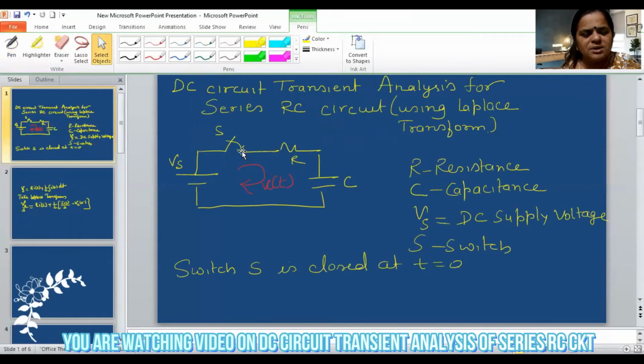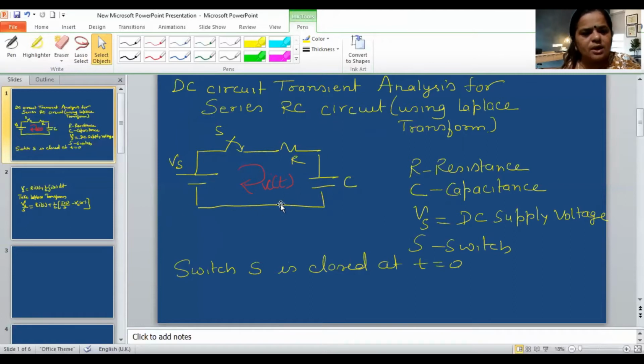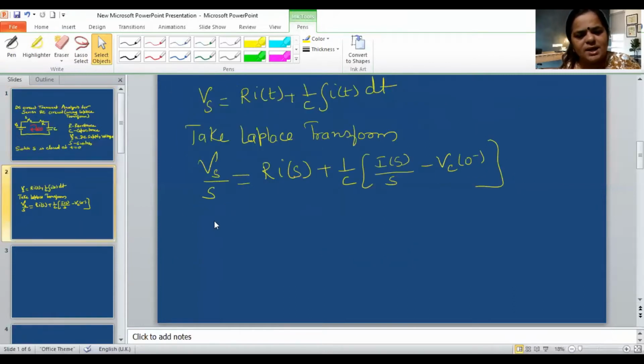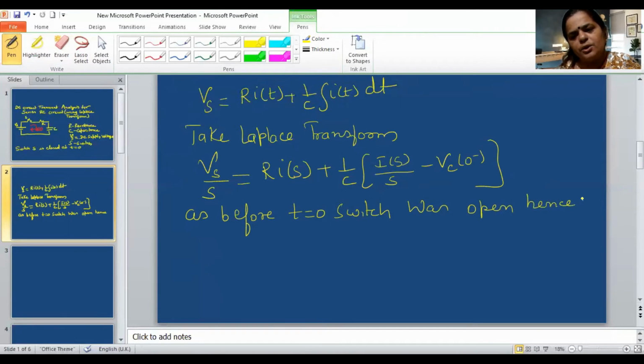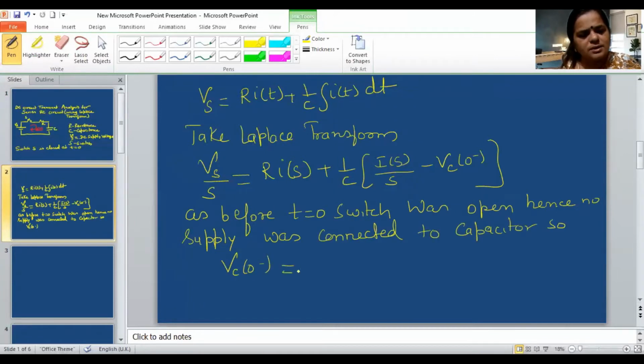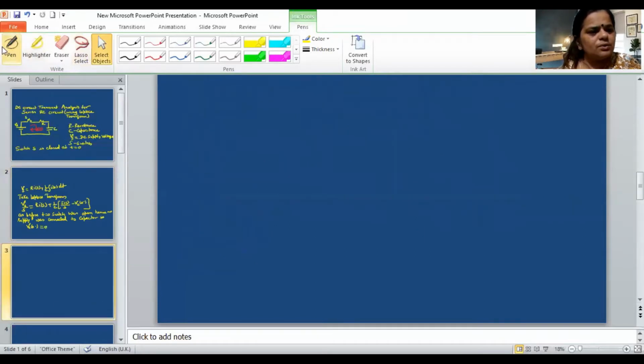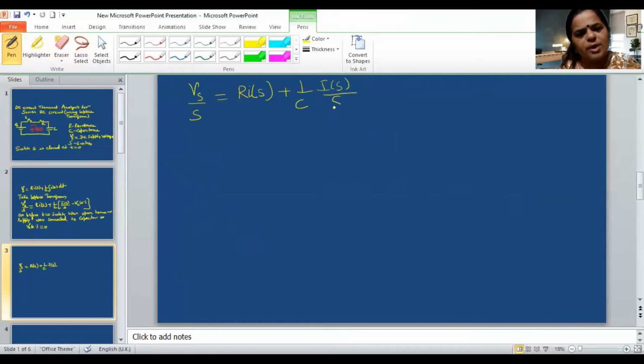Before t equal to 0, the switch S was open, so there was no supply connected to the capacitor. So what is the value of Vc(0-)? That is 0. As before t equal to 0 the switch was open, hence no supply was connected to the capacitor, so Vc(0-) is 0. When I put this value, what do I get? Vs by s equals R I(s) plus 1 by C I(s) by s.